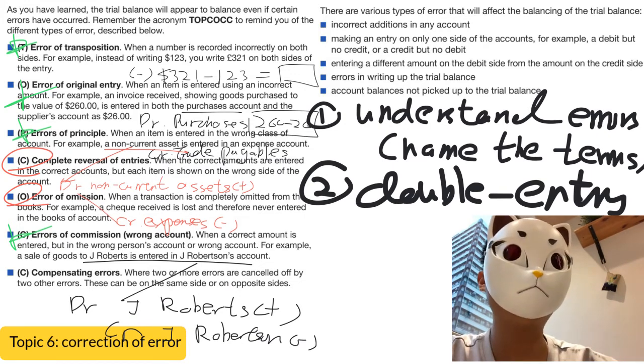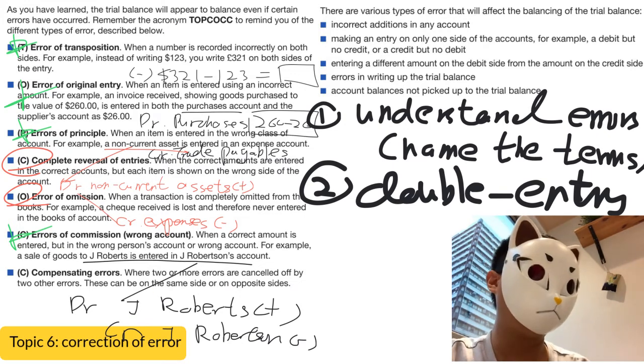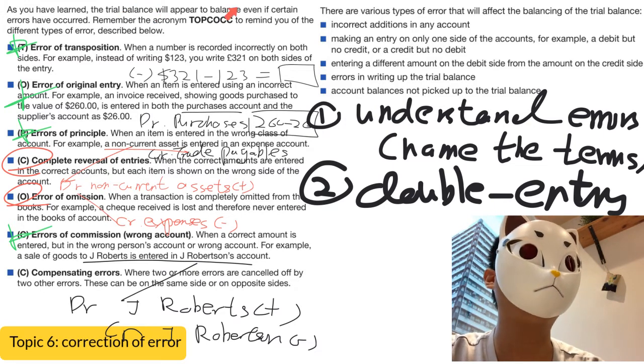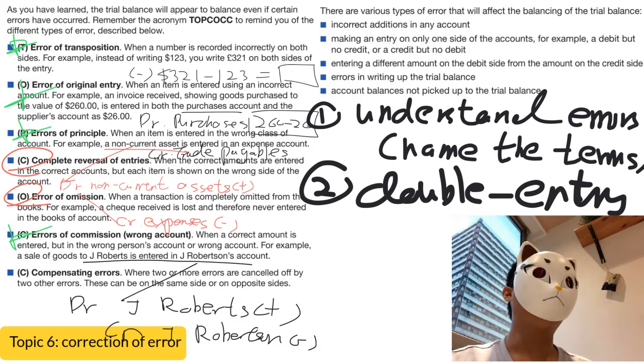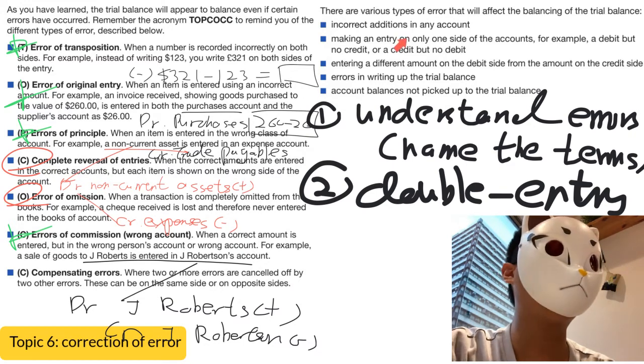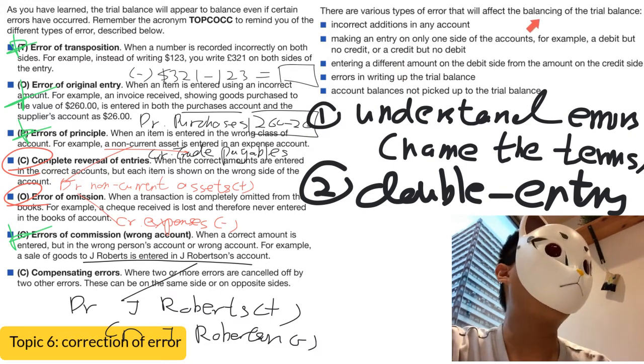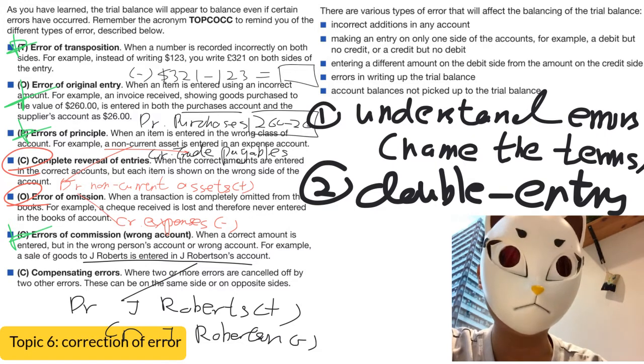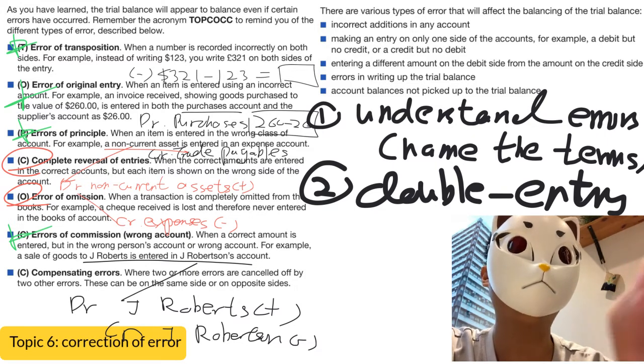So all these are for the first part of this chapter, that means errors where the trial balance will still agree. Now, there are another 5 kinds of error that affect the trial balance. That means you have to be aware of the suspense account.